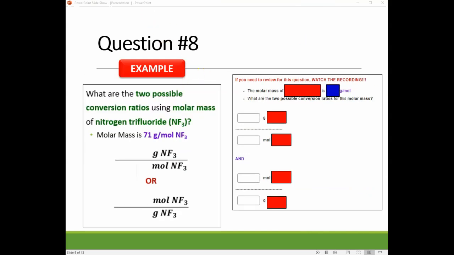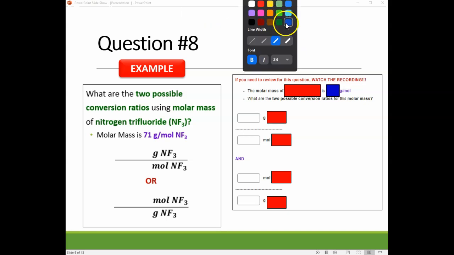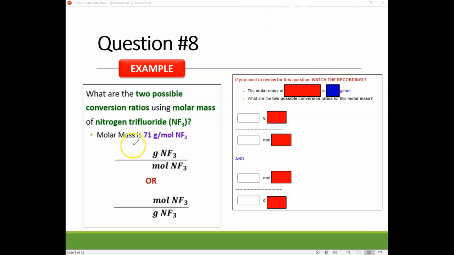All right, question number 8 says, what are the 2 possible conversion ratios using molar mass of the chemical here? In this case, there's only one type of chemical, so everybody has a different chemical, and everybody has a different molar mass, so make sure again that you don't copy this one. But let's go ahead and take a look at an example.